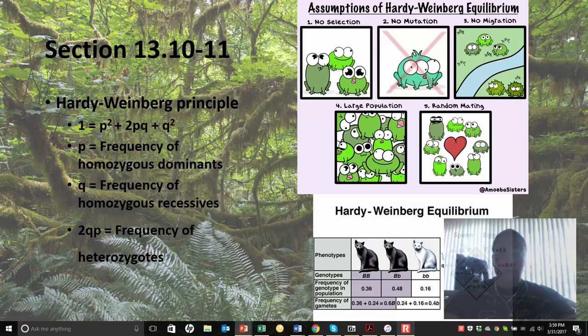The equation for calculating the Hardy-Weinberg equilibrium is as follows. 1, aka the entire population, equals p squared, which is the frequency of homozygous dominance, plus 2pq, which is the frequency of heterozygotes, plus q squared, which is the frequency of homozygous recessives. By knowing the frequency of even just one of these types of individuals, you can figure out the others.